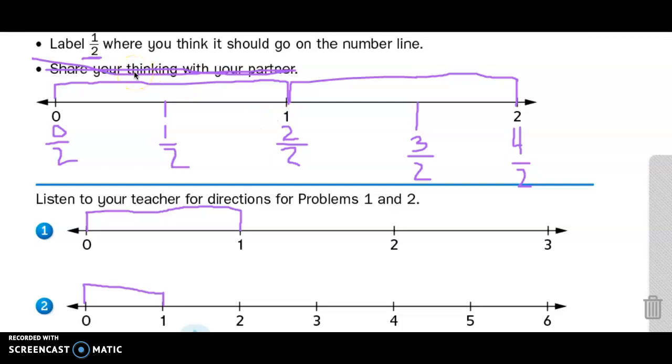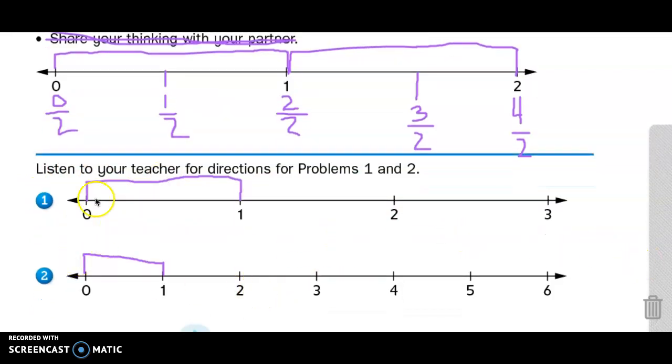Okay, now that you've thought about it, well, look at it. Our number lines are the same size, but we have fewer numbers on this one, and we have more wholes on each number line as we go down. So to fit more numbers in, the wholes have to be smaller.